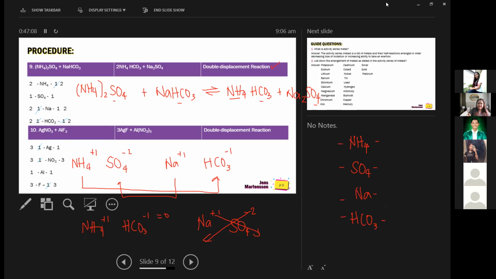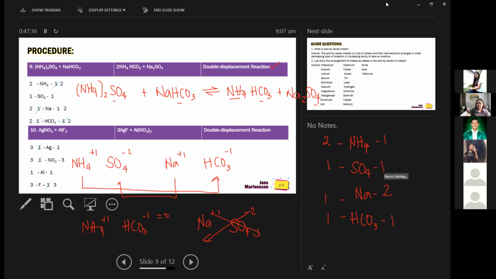the balancing. So ammonium here is 2. Sulfate is 1, sodium is 1, and bicarbonate is 1. Again, it's 1 only. Pag hindi, si polyatomic ion, pag hindi nakalagay inside an open and closed parenthesis, it's counted as 1 molecule. On the other side, 1 ammonium, 1 bicarbonate, 2 sodium, and 1 sulfate.